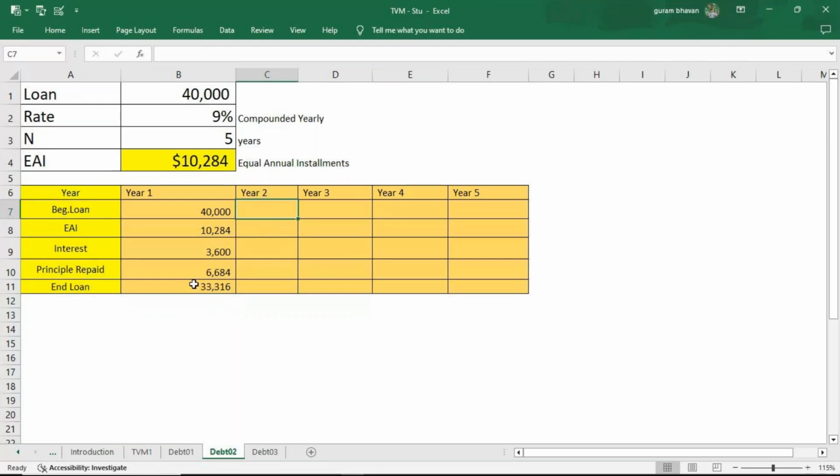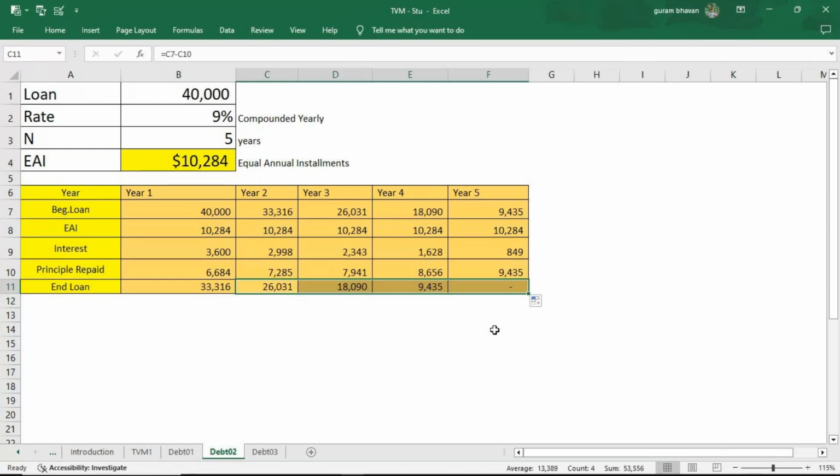This first year's end loan will become my beginning loan for the second year. So here I'll come and drag the value. EMI is going to remain the same for all the 5 years, so equals, take the previous year value. Drag it. Interest equals beginning loan into 9%, so I'll come here and drag it. Next, principal repaid equals EMI minus interest. I am going to drag this, apply the fill handle. Then end loan will be beginning loan minus principal repaid. So this is the value you need to get.